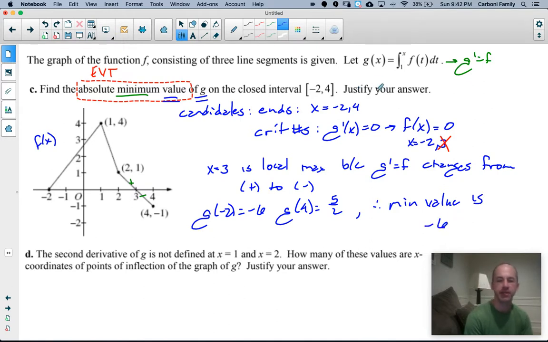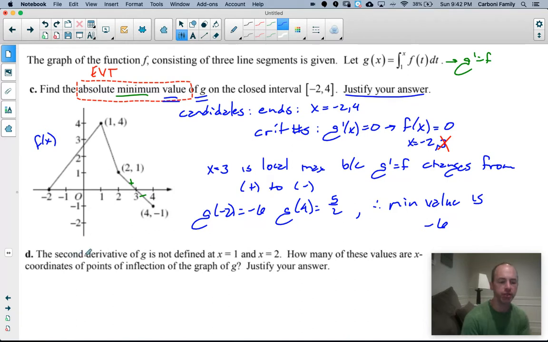It does say justify your answer. In an extreme value theorem case, your justification is all of this work. It's showing that you've considered your endpoints. You've considered the critical numbers. Anything you eliminated, you have explained why we eliminated them. We had the values of the endpoints. And so this work is sufficient justification for your answer.